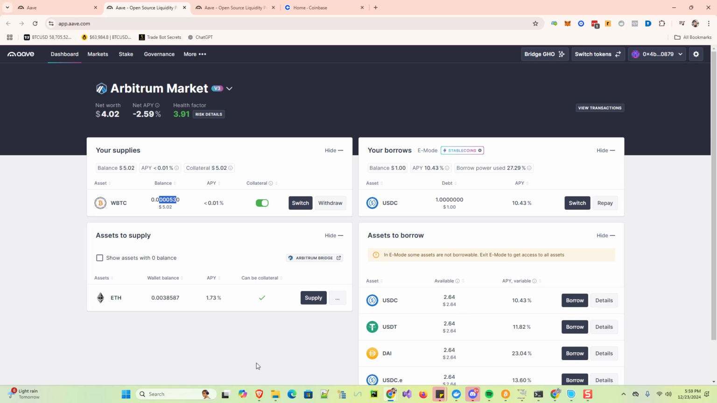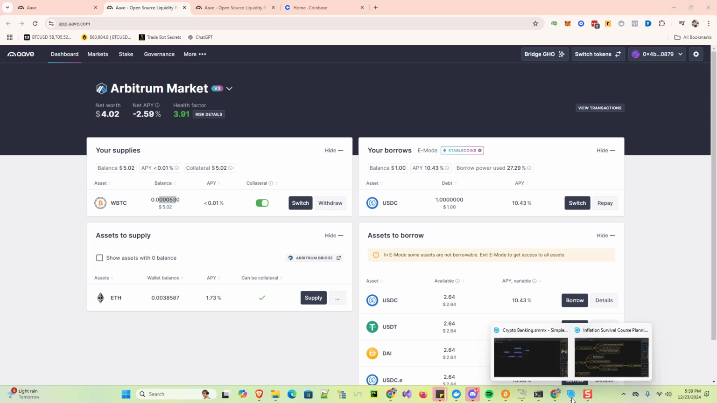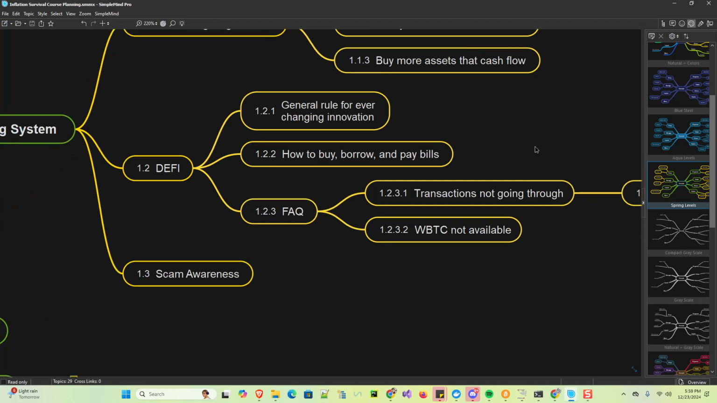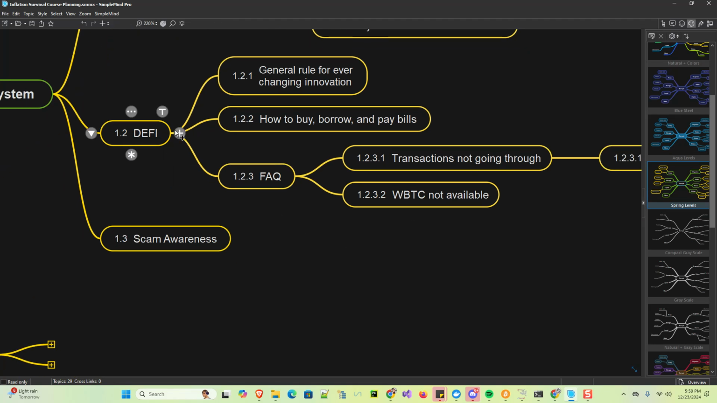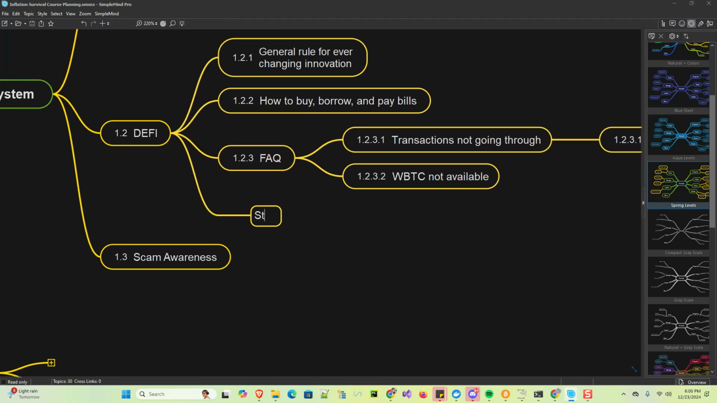Okay, all right. So some things to think about is you want to DCA in. So I'm going to talk about that here. Maybe I'll put this here, little strategies here. Okay, so what you want to do is dollar cost average in.